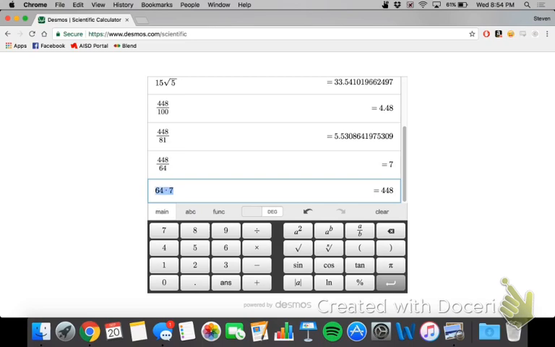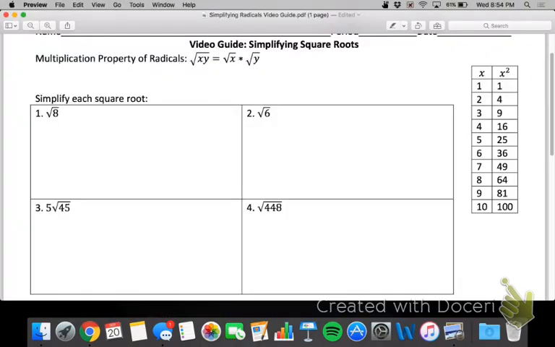So we're going to split the square root of 448. This is going to split into the square root of 64 times the square root of 7. And then we know that makes 8, because 8 squared is 64. And then the square root of 7 cannot be further simplified.